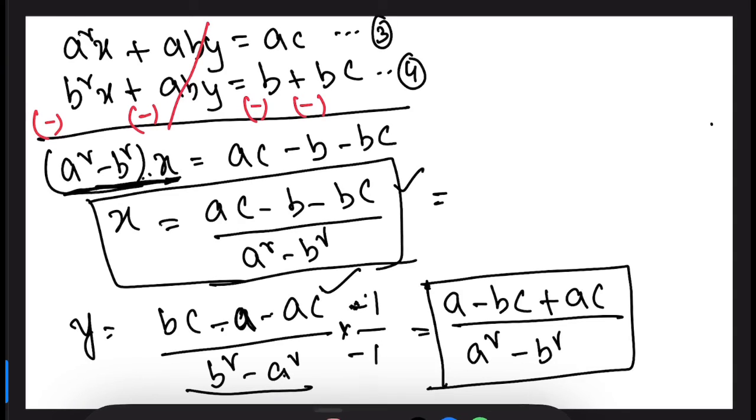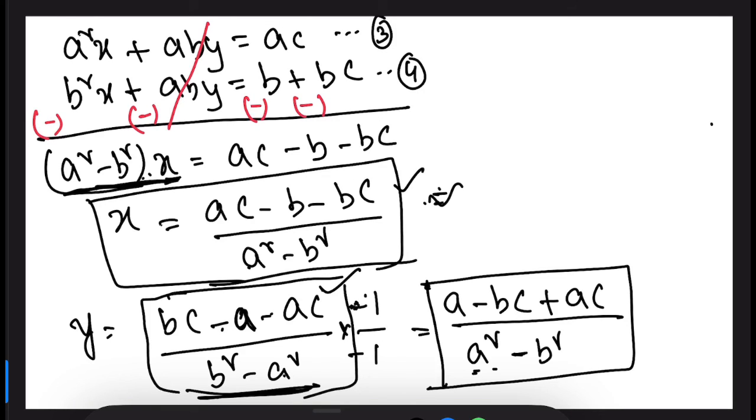Here b square minus a square is there, and to make this a square minus b square, he multiplied with minus 1 both the numerator and denominator. So a has become positive, ac is positive and bc becomes negative, and here it has become a square minus b square. If you write like this without multiplying, this is also correct. I did it this way to match your NCERT book.